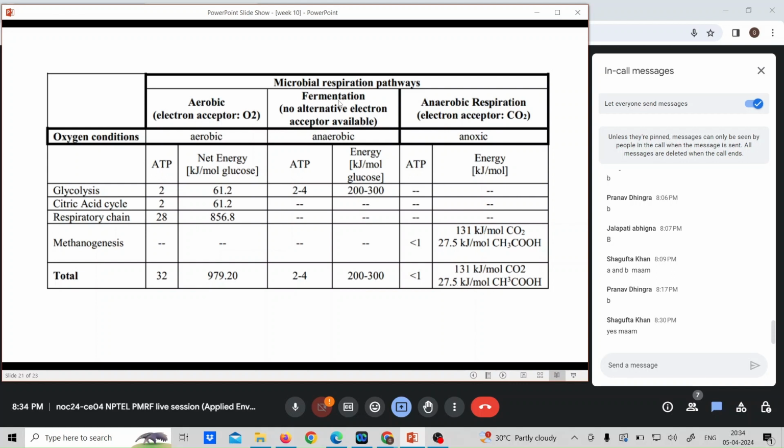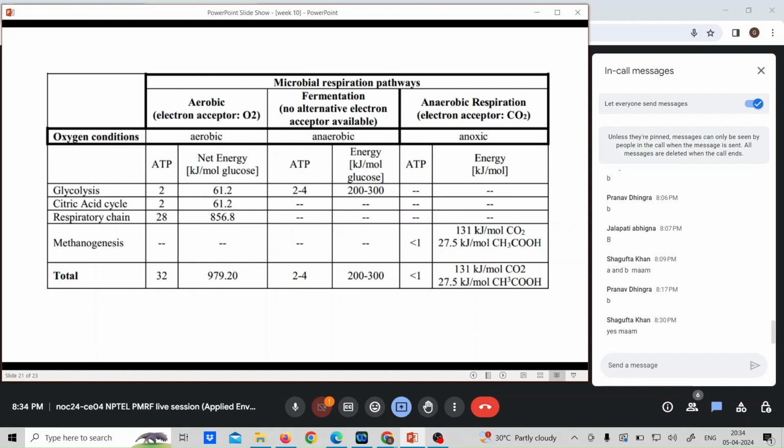Whereas in the case of fermentation, you get 2 to 4. You can just go back to the lecture where we discussed glycolysis, the TCA cycle, all this respiration, the redox tower, all these things. There you will get a clear idea of what I'm talking about.